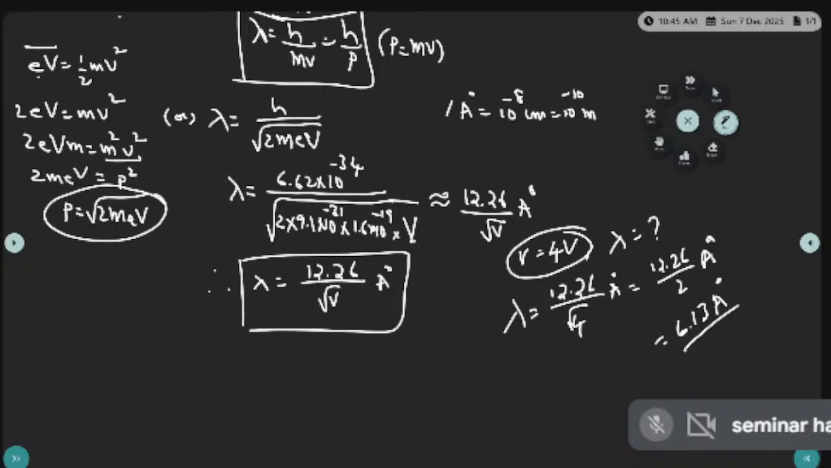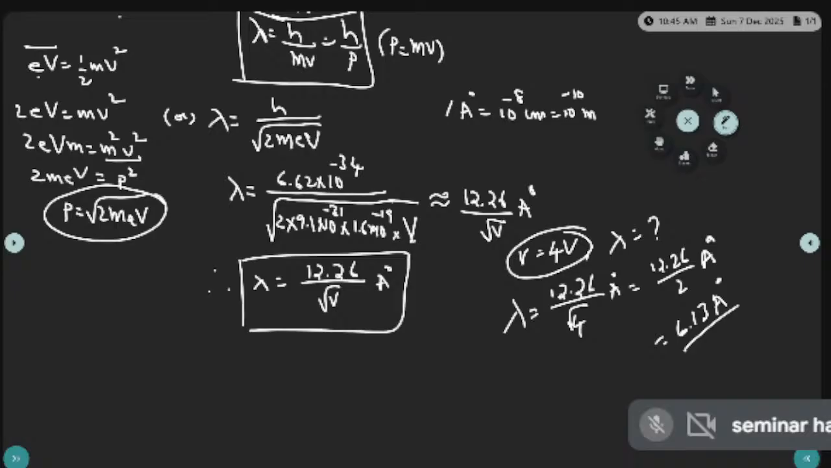The expression for the wavelength of the matter wave in terms of electric potential is lambda equal to 12.26 by root V angstrom. Enough. So this is about waves, particles, and de Broglie's hypothesis.